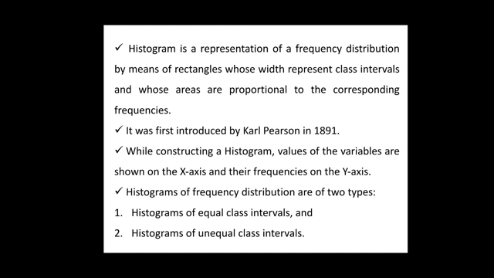Students, the total area of the rectangles in a histogram represent total frequency of a data set. It may be noted that if the data are in form of an inclusive series, these are first converted into exclusive series before constructing a histogram. There are two types of histograms. One, histograms of equal class intervals, and second, histograms of unequal class intervals.